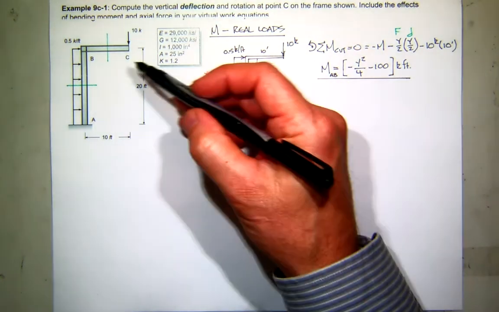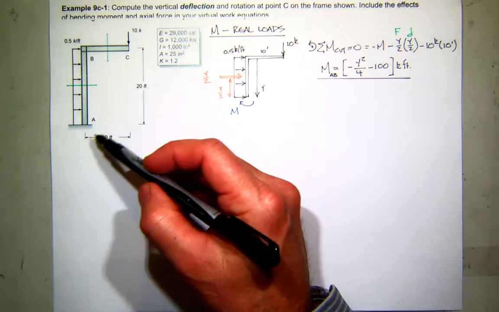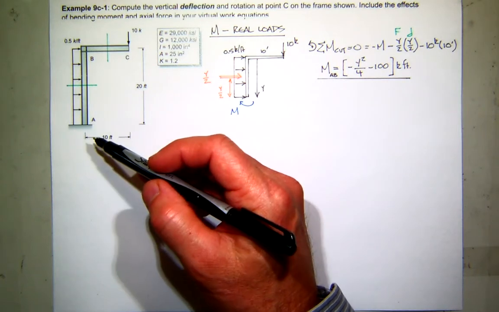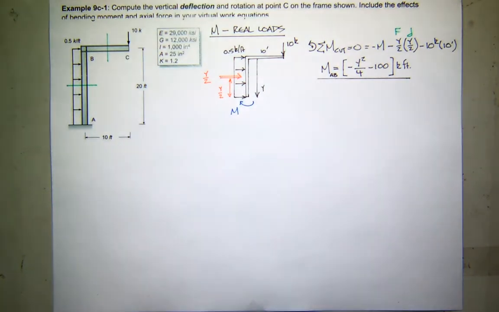If I put in y equal 20, what am I going to get? I'm going to get the reaction moment. But I never solved for that, but it would give us that. So it looks like the equation is acceptable.